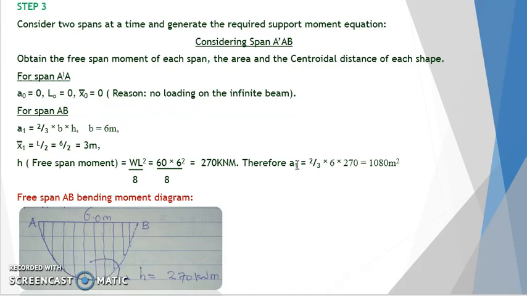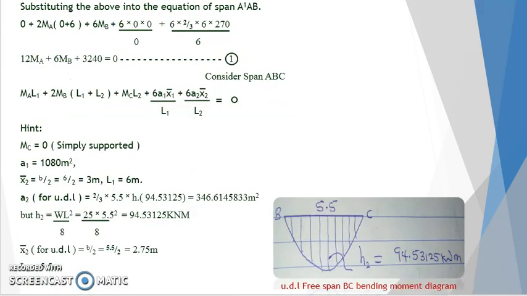So therefore, substituting this and what we have here, you get the area of the shape in meters squared. Now substitute the above into the equation of span A'AB. You end up having this. We generated this equation for us.